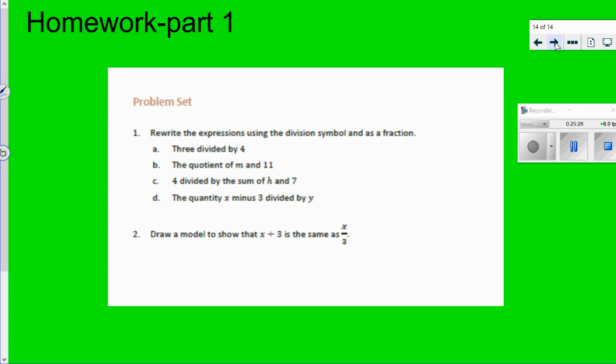Don't do that page. Go to the last page of your packet. We want you to do number 1. You do not have to do number 2. But notice, on number 1, we need to use the division symbol and as a fraction. So you're writing each of those in 2 ways. So you're actually going to have 8 answers to the 4 questions.